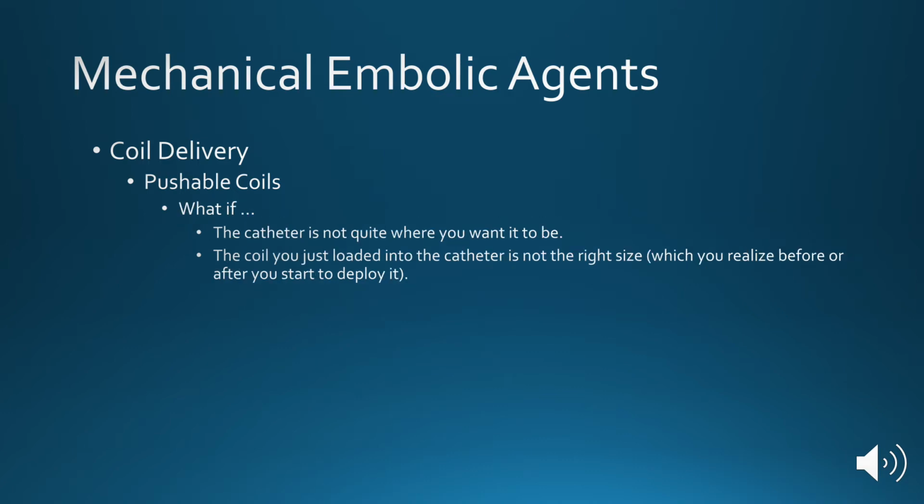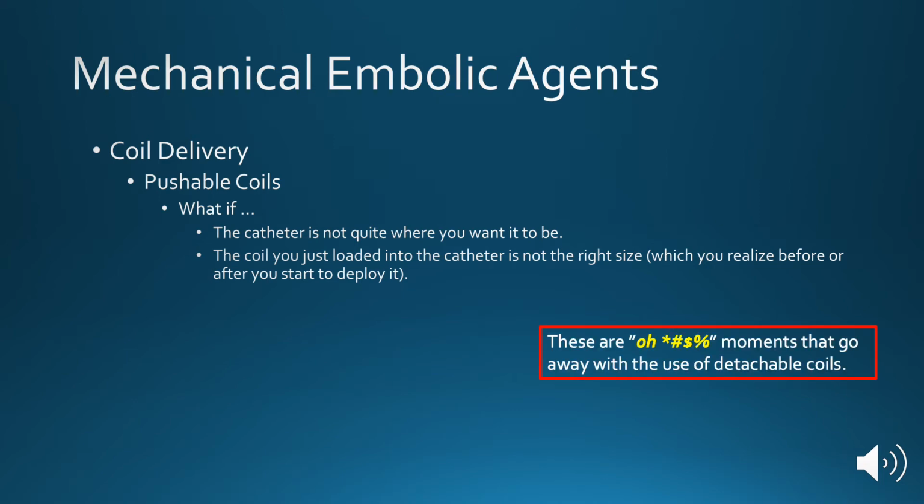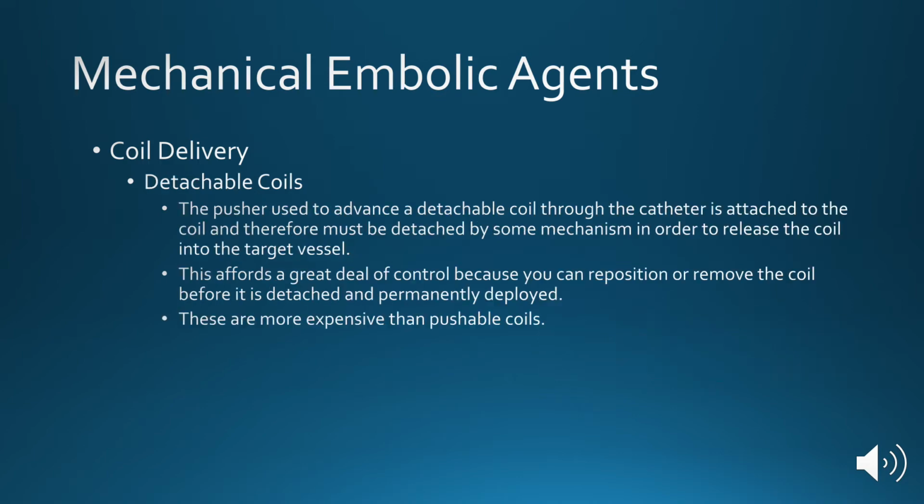So let's think about the following situations. What if the catheter is not quite where you want it to be, or the coil that you just loaded into the catheter is not the right size, which you realize before or after you start to deploy it? Well, the fact is that these are exactly the moments that go away with the use of detachable coils.